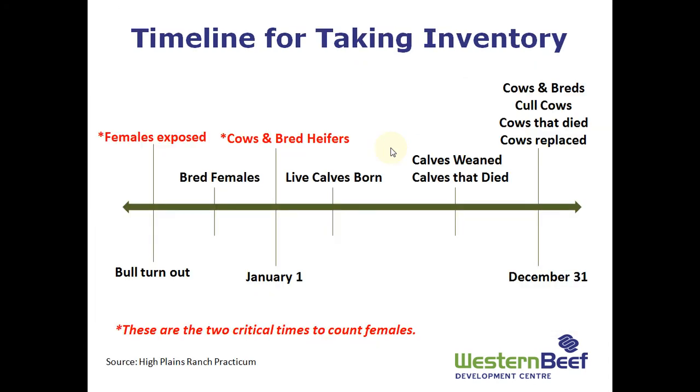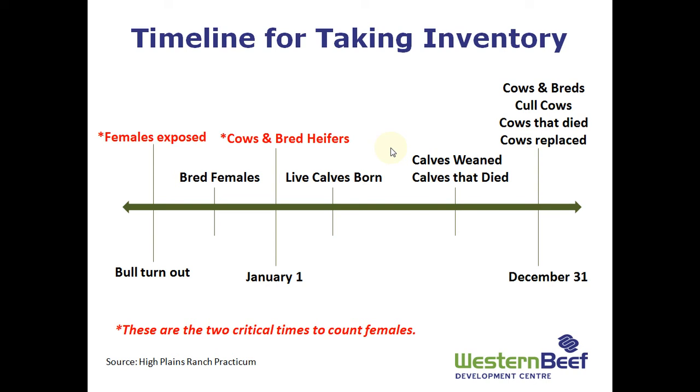When it comes to inventory information, there's some key points in the year that you should take inventory. And this graphic is borrowed from High Plains Ranch Practicum out of the United States, that also does a number of cost of production tutorials on its website. I just thought it was a great way to capture the important times for counting your cows and calves throughout the year. So you're going to start with bull turnout.